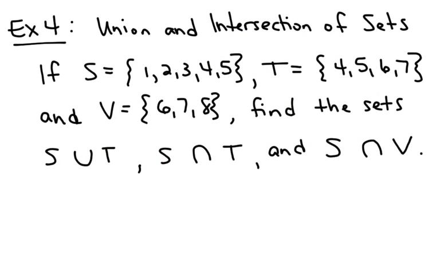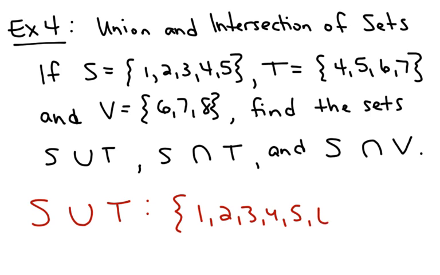In example 4 here, we're going to do a problem where we find a union and an intersection of 3 sets of numbers. Set S is 1, 2, 3, 4, 5. Set T is 4, 5, 6, 7. And set V is 6, 7, and 8. So let's start with finding the union of S and T. Union means put the sets together. Well, if I put S and T together, I have 1, 2, 3, 4, 5, 6, 7. Notice that when I put them together, I didn't write 4 twice and 5 twice. You only write it once.